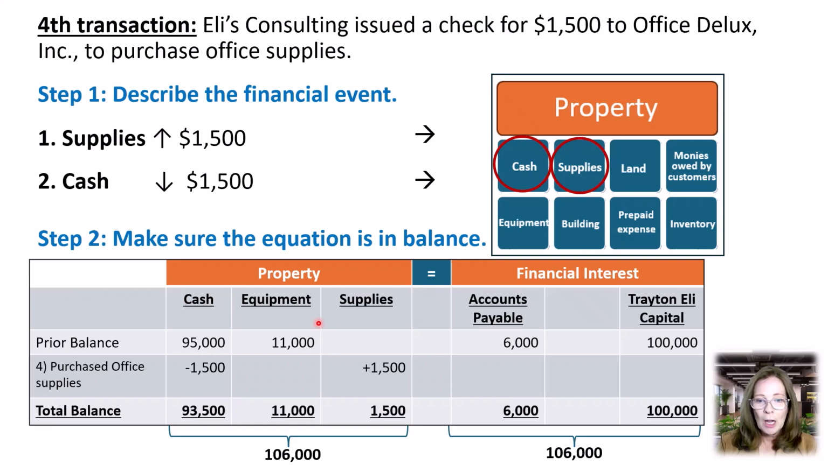We'll add an additional column for supplies to keep things organized and separate, and add $1,500 in that column. And for the second part of this transaction, we'll write minus $1,500 into the cash column. The new cash balance is now $93,500, and when we add up all the property accounts, cash, equipment, and supplies, the sum is $106,000, which is the same total amount for the financial interest accounts. And the equation still balances because both sides of the equation show the same amount of $106,000.